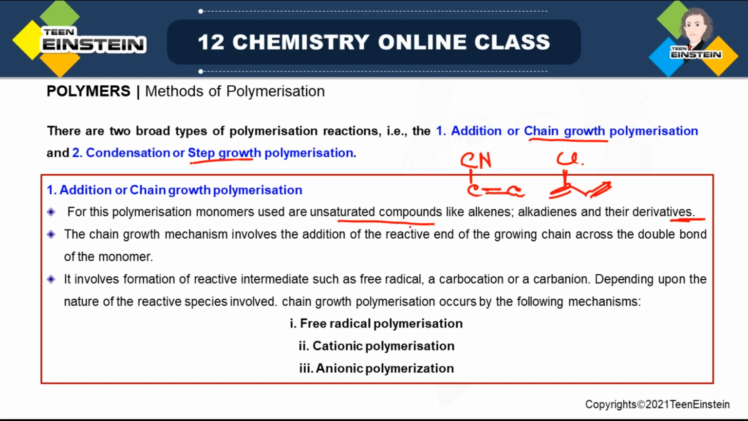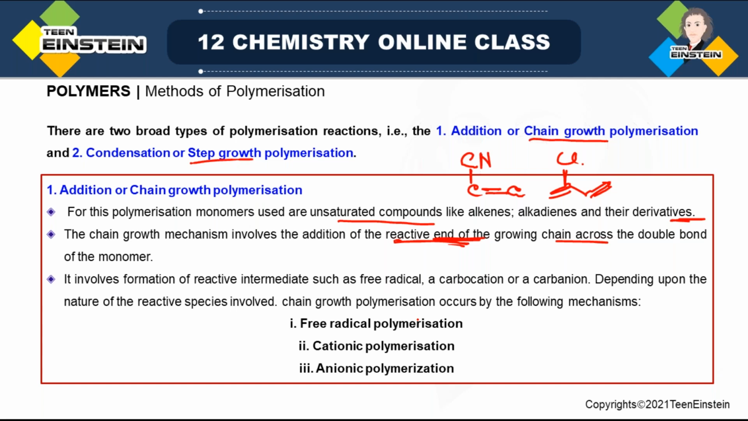Chain growth mechanism involves addition at the reactive end of the growing chain. So you will start from monomer, but gradually the chain length will increase. And in the chain, one side will be reactive. Not all the sides are reactive, only one side is reactive, and at that reactive side there will be increase in the length. So the chain grows across the double bond of the monomer. If you consider a simple alkene, there is some alkene part and the C=C double bond. Mainly in the C=C double bond part, the chain will grow. That is the reactive end.